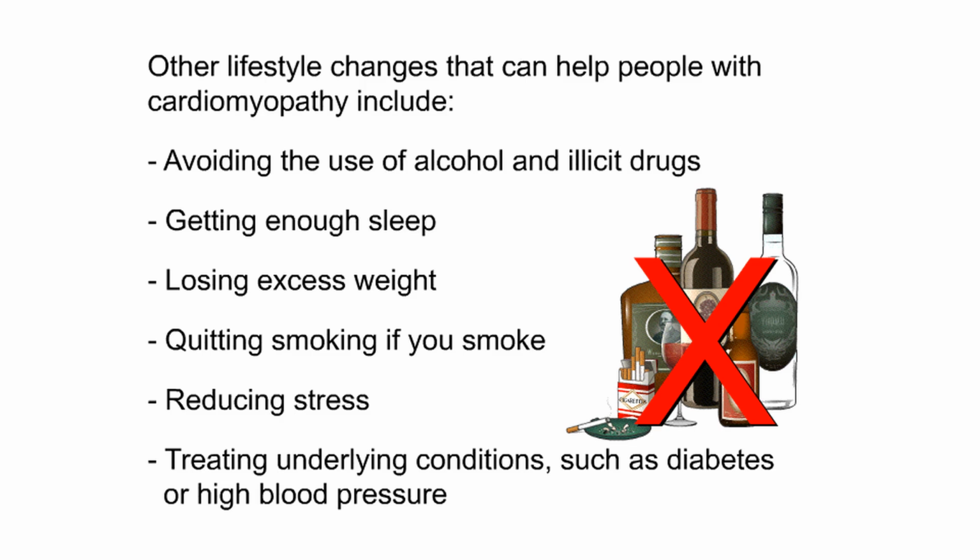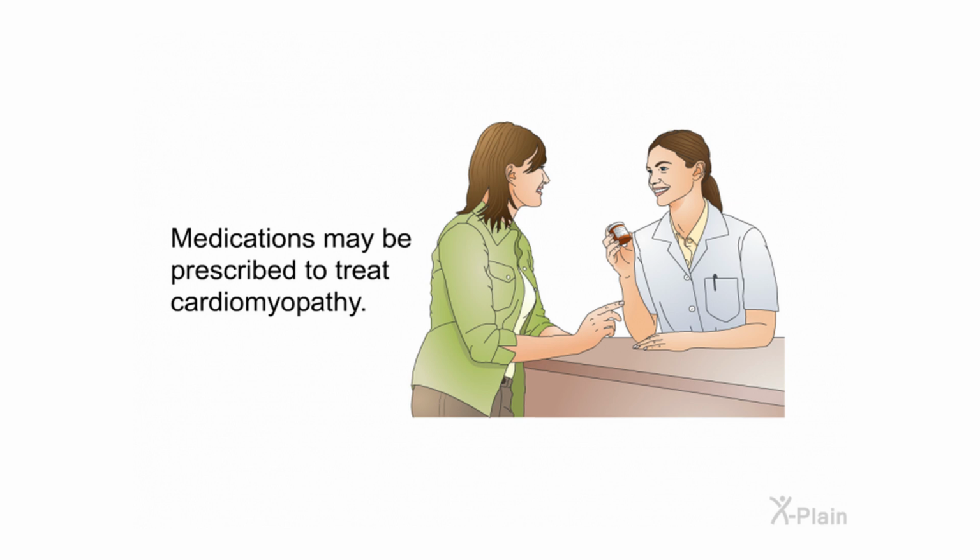Other lifestyle changes that can help people with cardiomyopathy include avoiding the use of alcohol and illicit drugs, getting enough sleep, losing excess weight, quitting smoking if you smoke, reducing stress, treating underlying conditions such as diabetes or high blood pressure. Medications may be prescribed to treat cardiomyopathy.